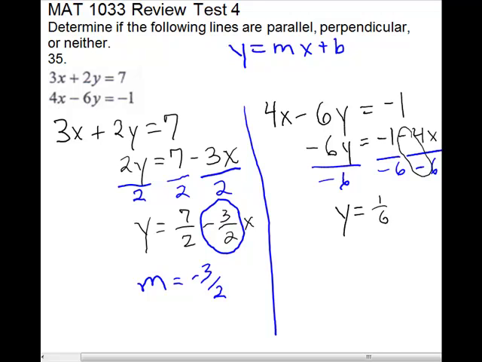And minus a negative makes plus. These are both even, so divide by 2. 2 will go into 4 2 times. 2 will go into 6 3 times. And pull that away from your x. So now our slope on this one is 2/3. And these two lines are perpendicular. They are negative, so opposite signs, and they are reciprocals. They're flipped over, so they are perpendicular.